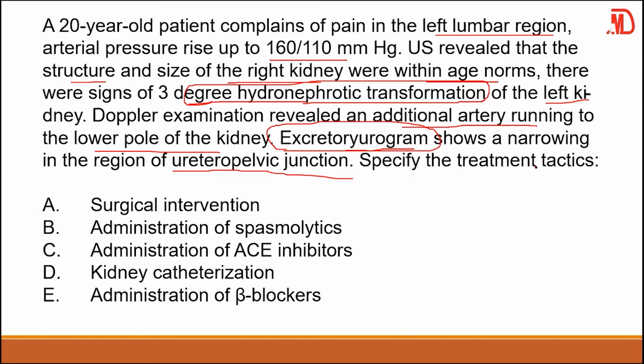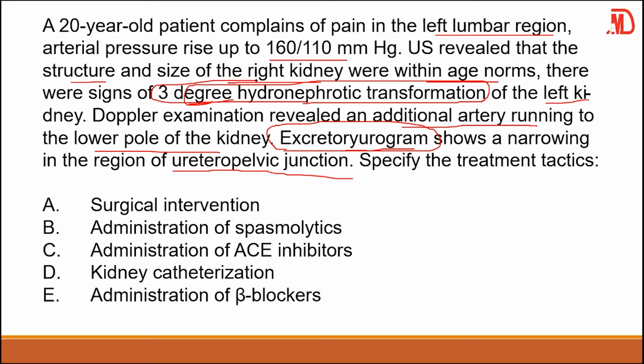Now, specify the treatment in this case. Now, we're having a case of third degree hydronephrotic transformation. So definitely, you will want to do what? A surgical procedure. And of course, the most common surgical procedure that you do is pyeloplasty. So it's more or less like you are repairing the place. You drain whatever it is, then you repair the place for everything to move on smoothly.